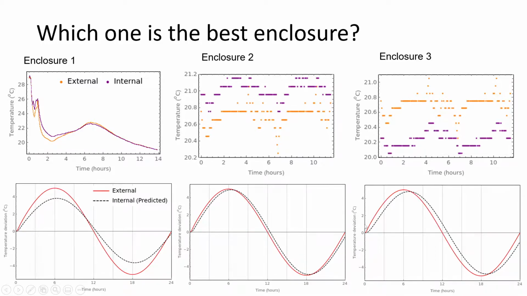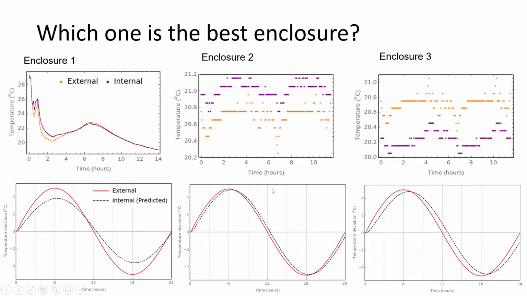So when we have these three figures, it is very easy to compare because the red curves are the same, and just by looking at this we can say that this box has the highest buffering capacity, this one has the lowest buffering capacity, and this one has a moderate buffering capacity. So the question is, how do we go from here to here?